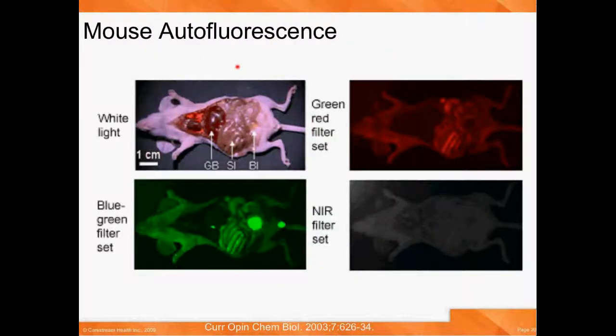Mouse autofluorescence, or small animal autofluorescence, is also a problem. Here you can see the autofluorescence levels from a blue-green filter, a red, and a near-IR filter. As can be clearly illustrated, it would be very difficult, and indeed is difficult, to detect an optical signal above this high background in a blue-green filter set. And red is a bit better, and near-IR is the best. Thus, the near-infrared represents a sweet spot for in vivo optical imaging where you have maximal transmittance of light and minimal autofluorescence.